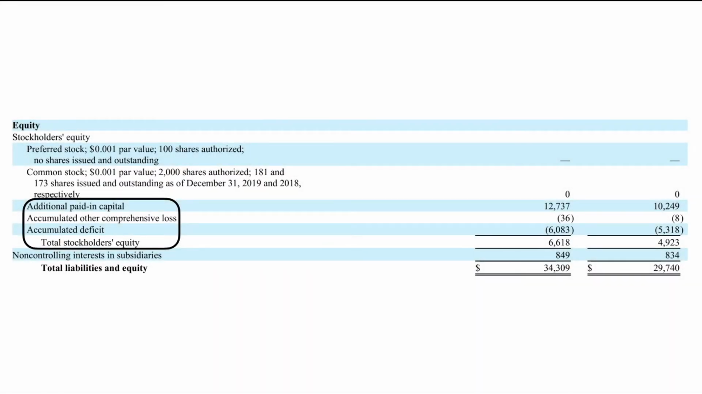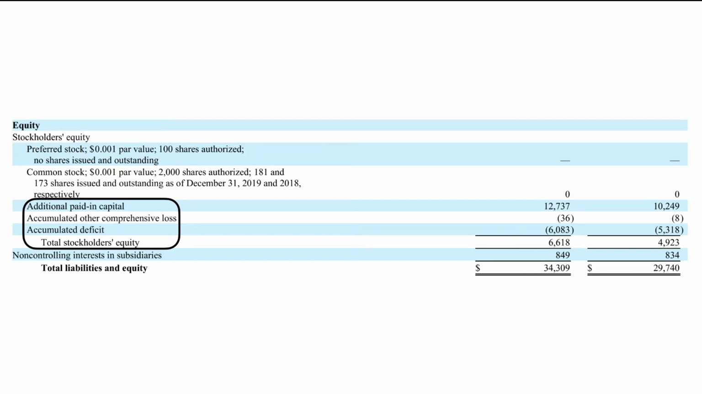Finally, we have equity. As you can see, shareholders' equity, or in this case, they call it stockholders' equity, makes up the majority of this section. Additional paid-in capital is the largest portion of this section, and that's essentially the value of money shareholders have invested to buy Tesla stock for the 2019 fiscal year.